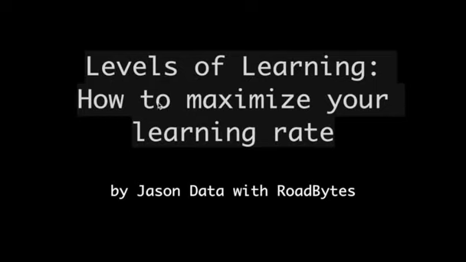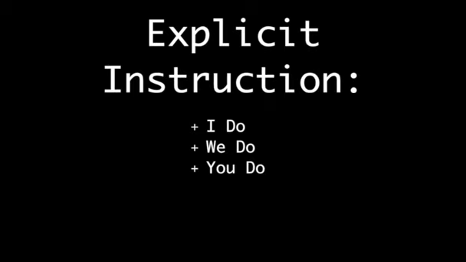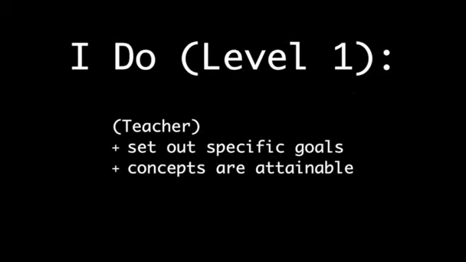Today I'm talking about levels of learning and how to maximize your learning rate. I used to be a high school math teacher, and one thing that we were taught was explicit instruction. A mnemonic way to learn this is through these three things: I do, we do, you do. You could picture the teacher transferring knowledge to the student, so just picture this cascade downward.